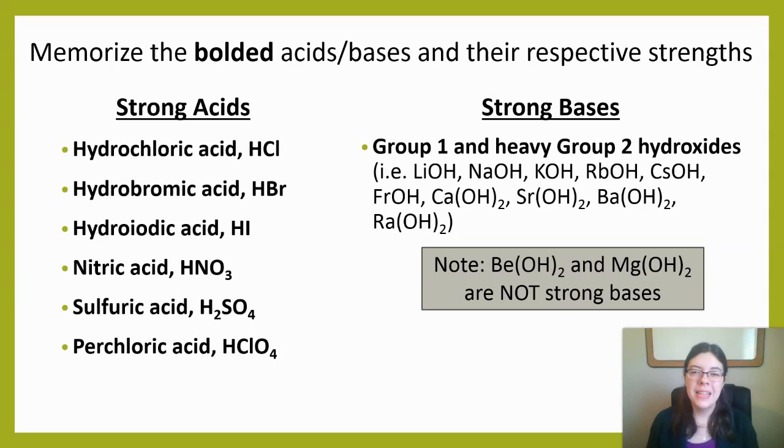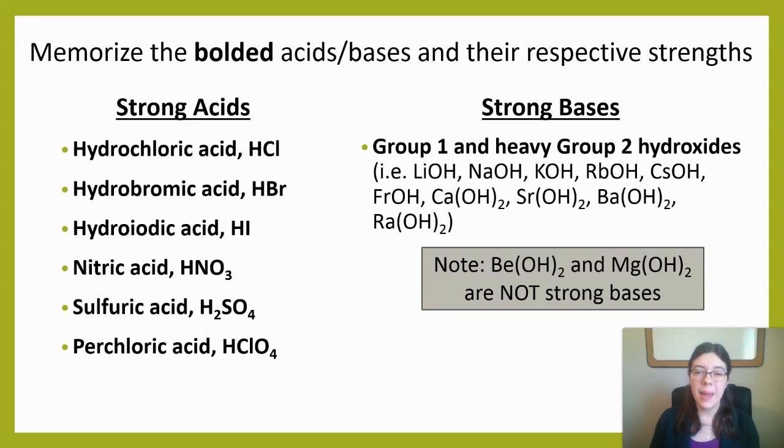Okay, so here is a list of the most common strong acids and bases. If it is bolded, I want you to go ahead and actually memorize it. And also remember if it's a strong or a weak substance. Okay, so hydrochloric acid, hydrobromic acid, hydroiodic acid, nitric acid, sulfuric acid, and perchloric acid. All of those are strong acids.